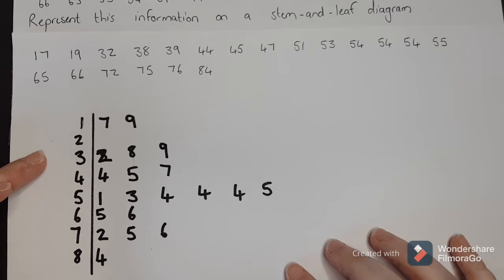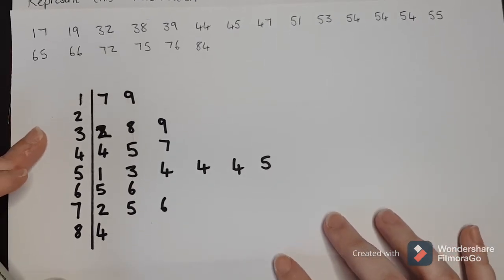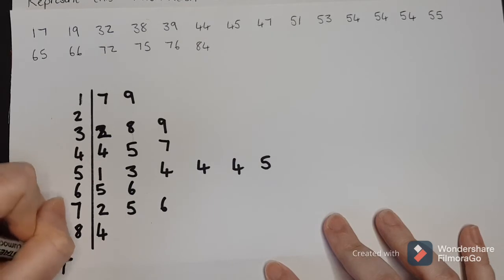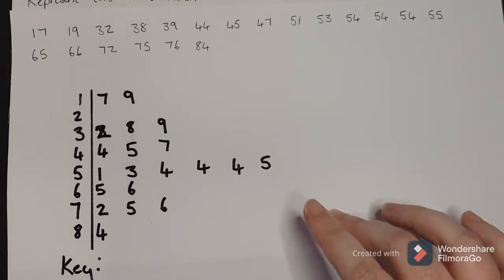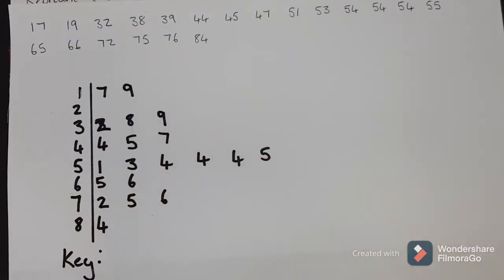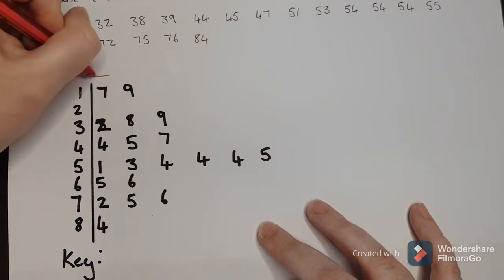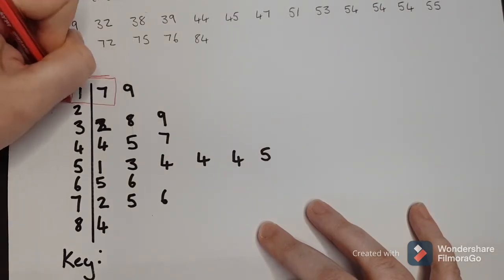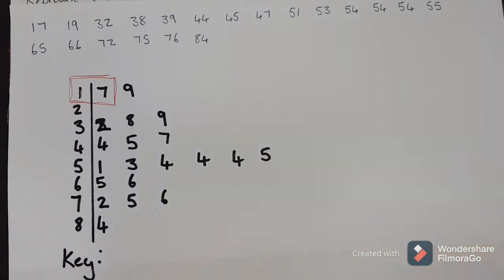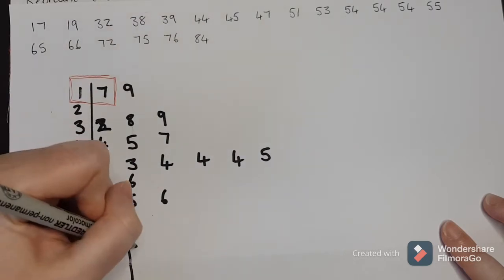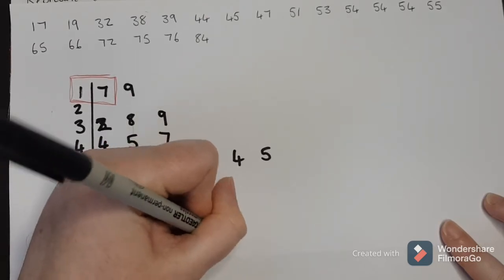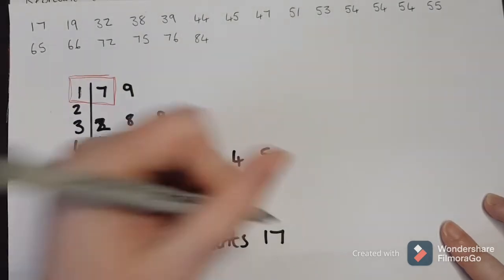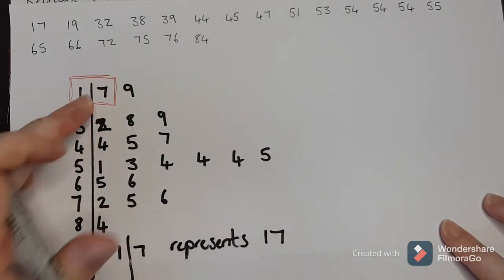And then the last thing you need to do is write a key. So we say that the key is going to be whatever number we have here. So you can choose any of the lines. So for example, if I want to choose my first value, I take this part here. So I say the key of 1 with a straight line, 7, represents 17. Okay, because that shows us the number 17.